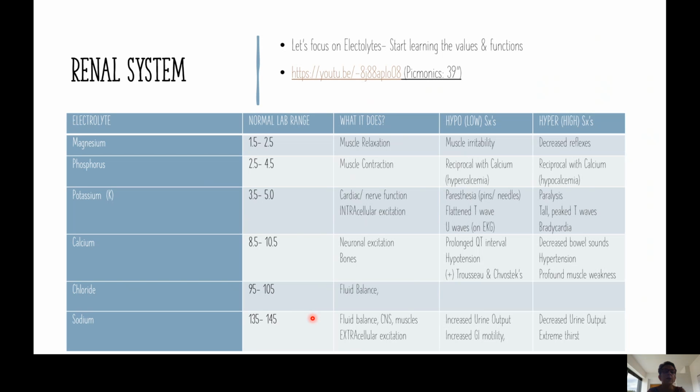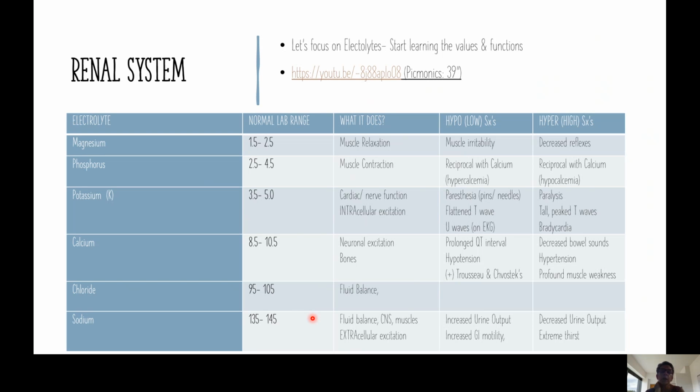1.5 to 2.5 is the normal lab range. It's important for muscle relaxation. What happens if it's too low? You get muscle irritability. And if it's too high, you get decreased reflexes. Okay, phosphorus 2.5 to 4.5, responsible for muscle contraction.